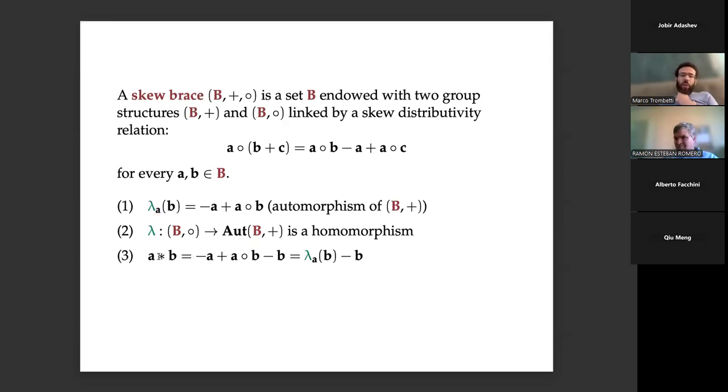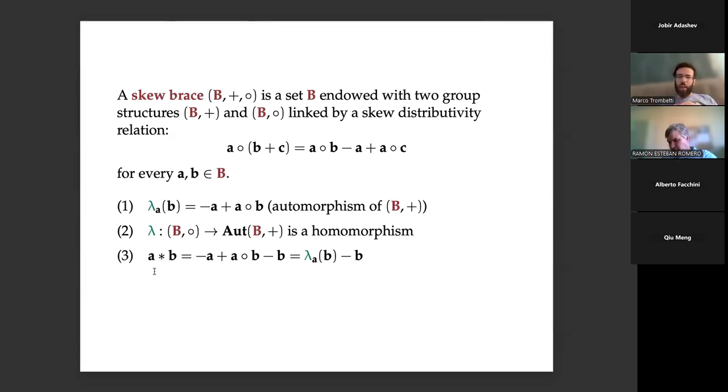And you can consider also, as usual, as in radical rings, and for example, radical rings are a very basic example of skew braces, a third operation, which is the star product. It's called the star product. And this star operation measures in some ways the difference between the plus and the circle. So, you can read it directly from the definition that if there are many non-zero stars, the skew brace is very non-trivial, where trivial means that the operations plus and circle coincide.